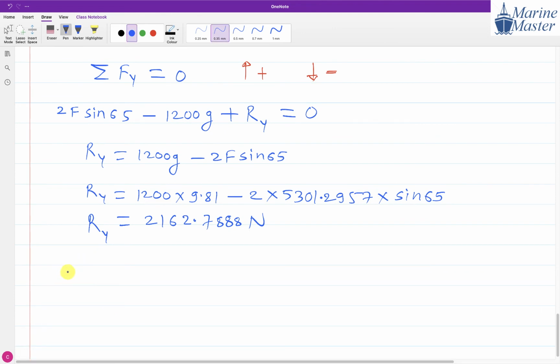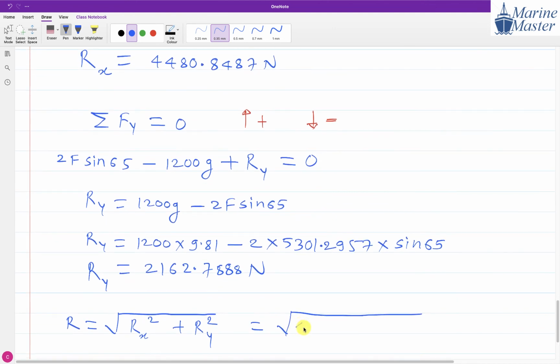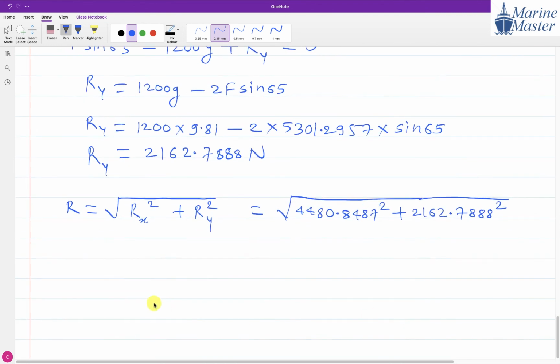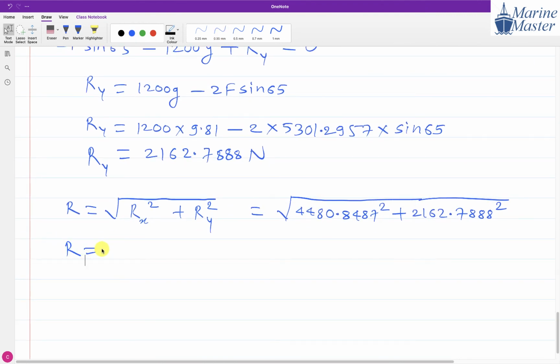What are we going to do? We are going to calculate R, and R will become the square root of Rx square plus Ry square. How much did we calculate Rx? 4480.8487 square. Ry is how much? 2162.7888 square. So please do the calculation and tell me the value of R.